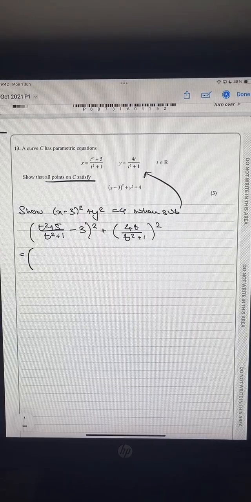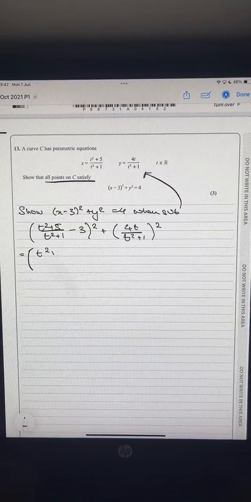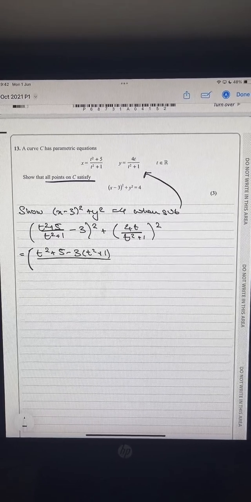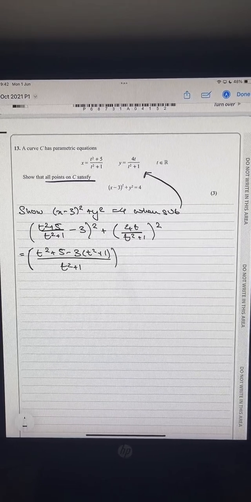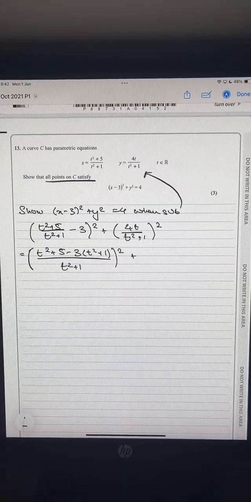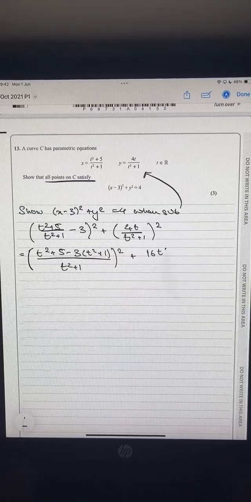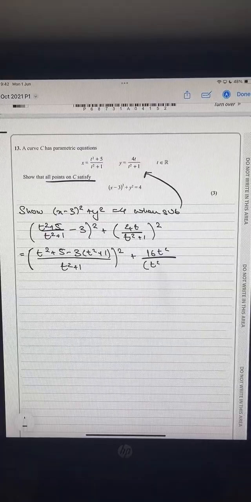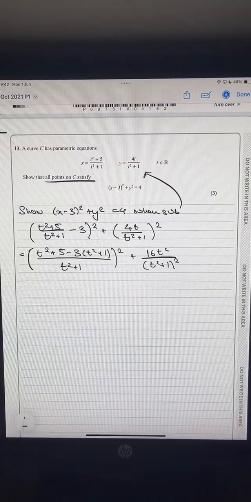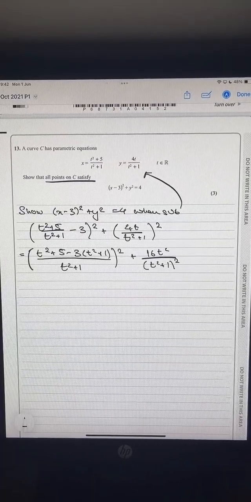Okay, so I'm going to clean this up by making my denominator t squared plus 1 for 3. So then I have (t squared plus 5 minus 3 times t squared plus 1) all over (t squared plus 1), and that is whole squared, plus this thing squared, which is going to be 16t squared, divided by (t squared plus 1) whole squared. I'm not going to expand it, I'm just going to keep it as it is.